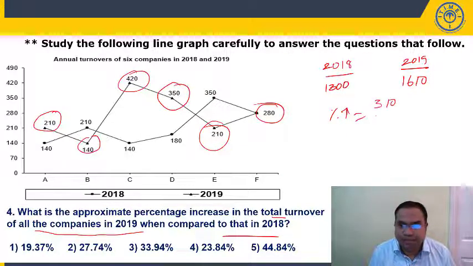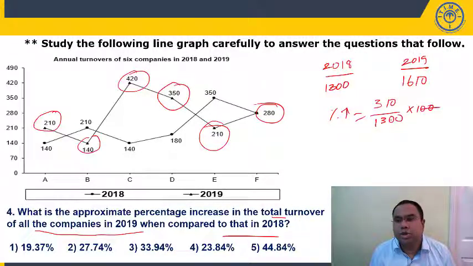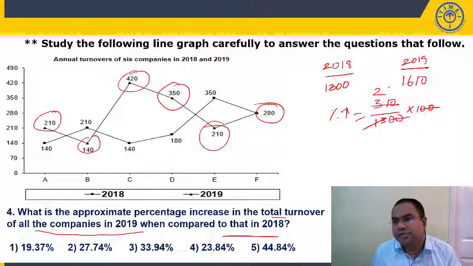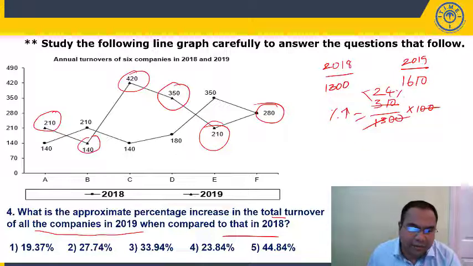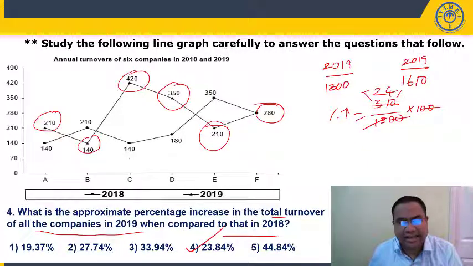So for the percentage increase, difference 310 upon 1300 into 100. Right, so 2 zeros will get cancelled. 13 2s are 26, 50. 13 4s is 52. So not exactly 24. It should be slightly less than 24%. When you look at the options, slightly less than 24% is your fourth option. You are not expected to calculate the exact value. You need to find an approximate value, right?